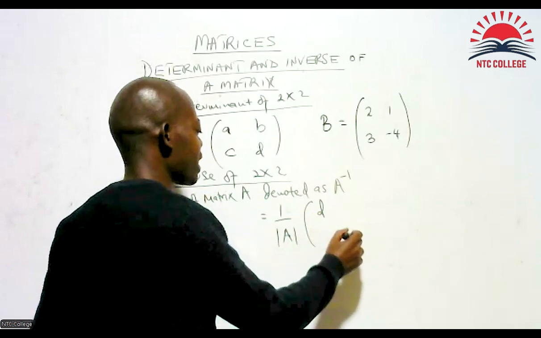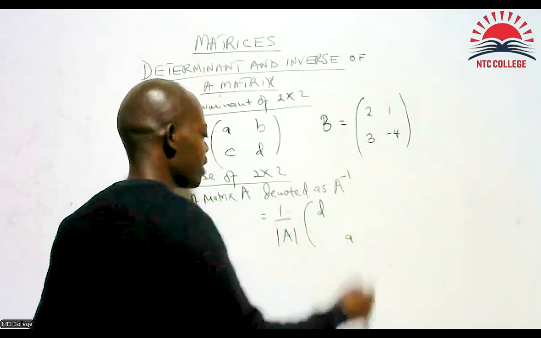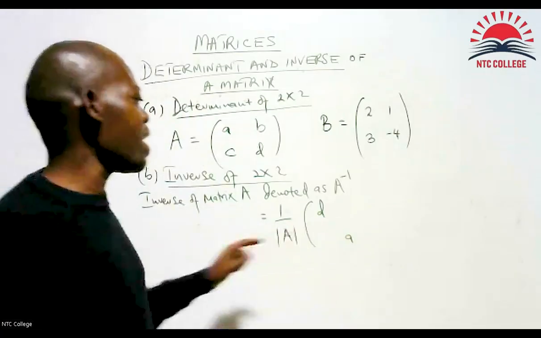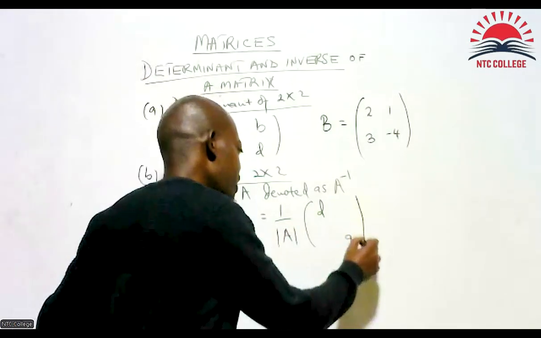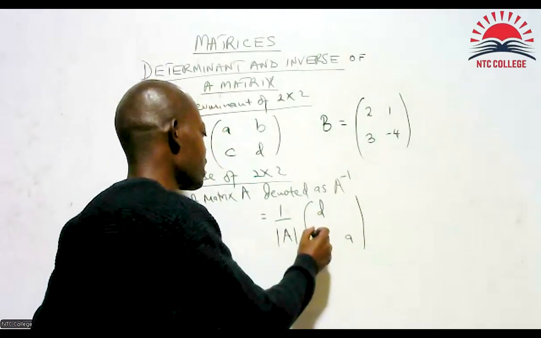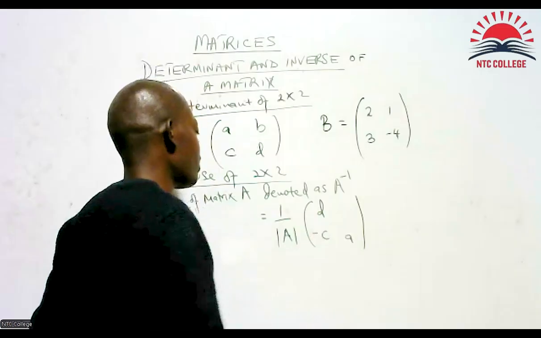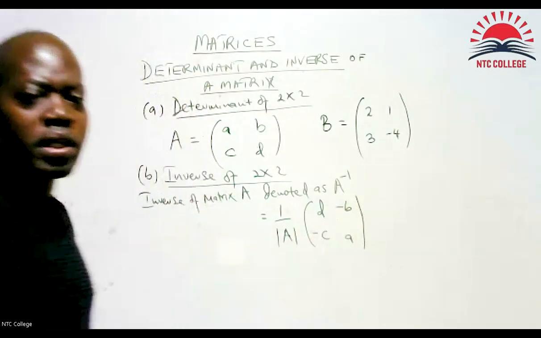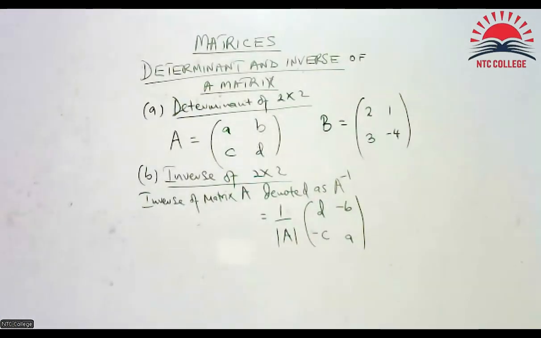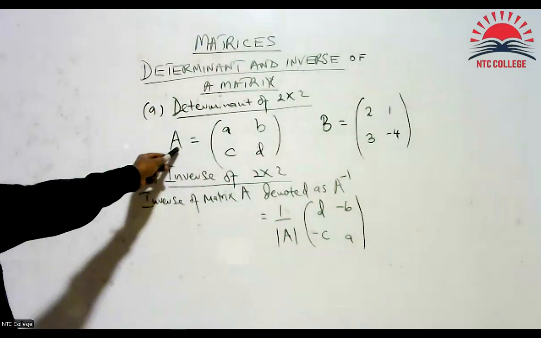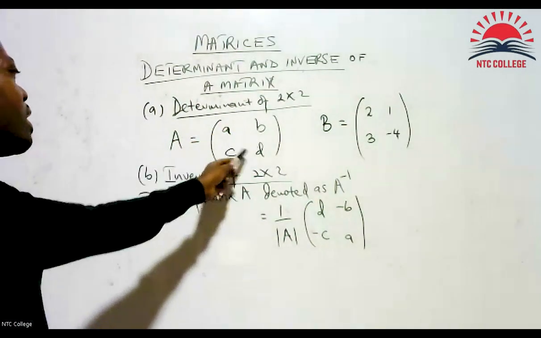That is, D takes the position of A, and A goes to the position of D. Then you introduce negative here and negative here. That's how we obtain the inverse. I want to repeat. And please, as we do it, look at the original matrix A. A is A, B, C, D.